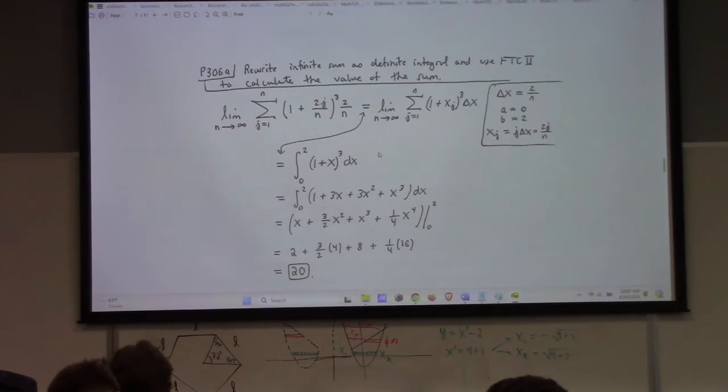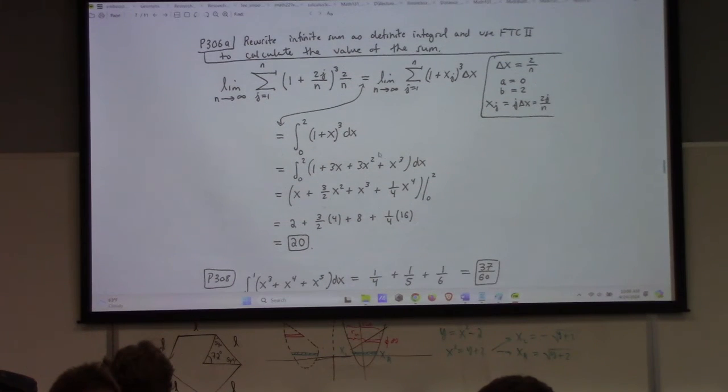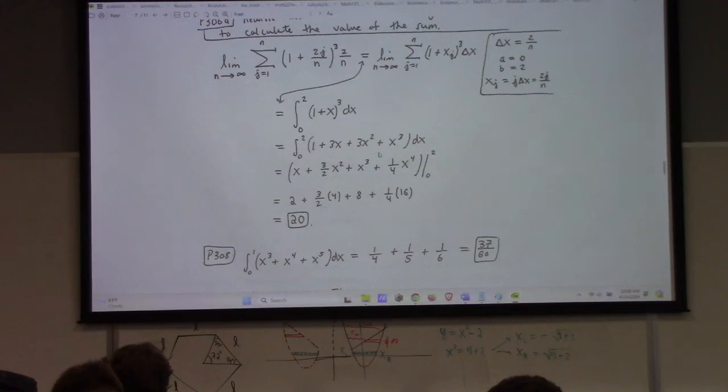You guys did pretty well on these kind of reverse set up the integral problems. So I think it's likely I ask a question like this on the test, where we have to use the definition of the integral and the right endpoint rule to work it out, like problem 306A.